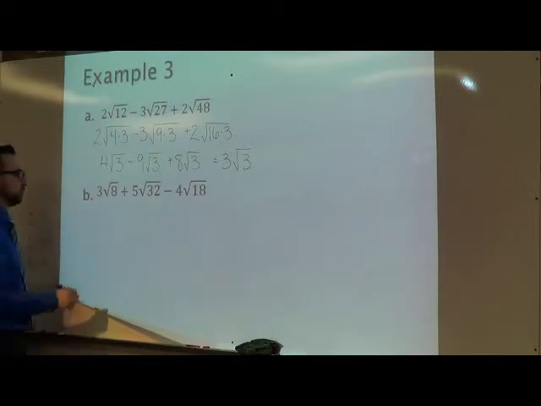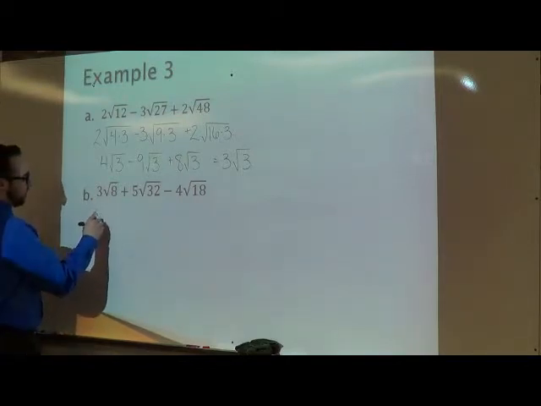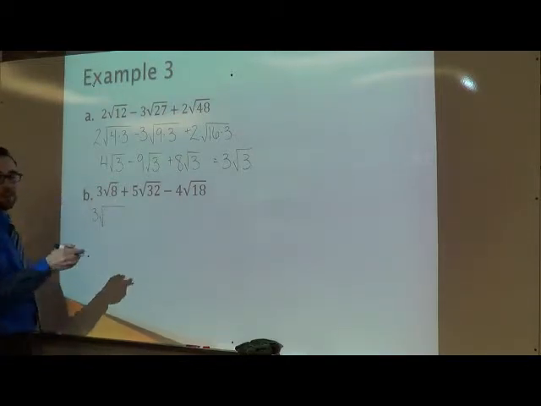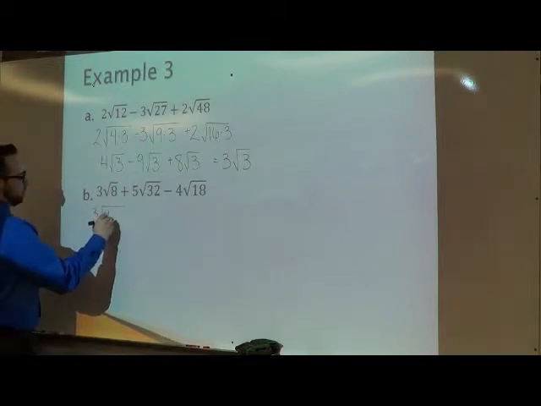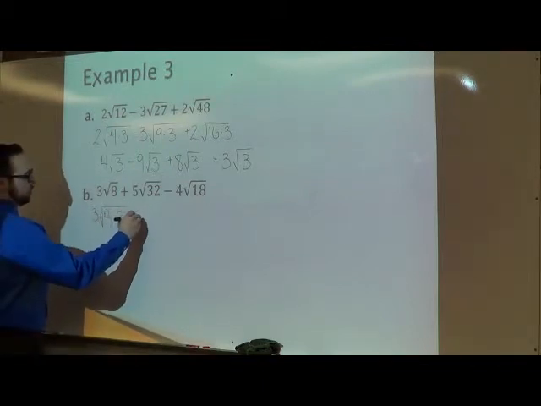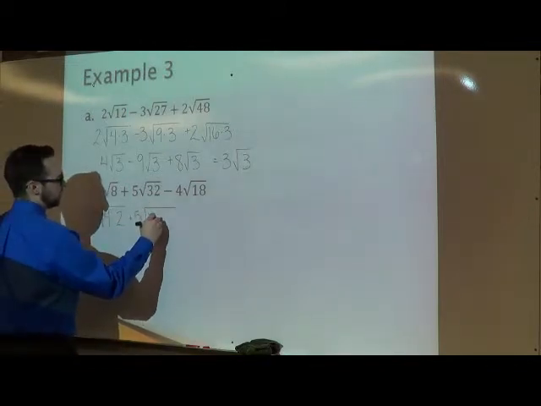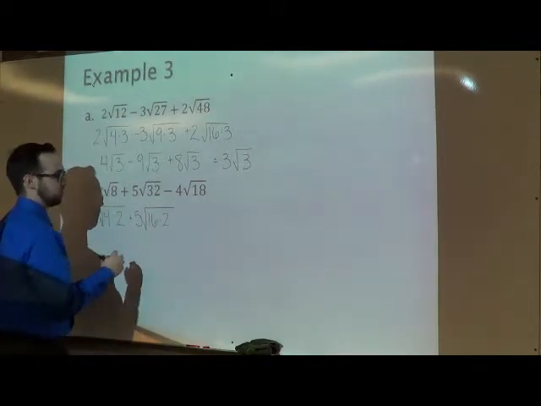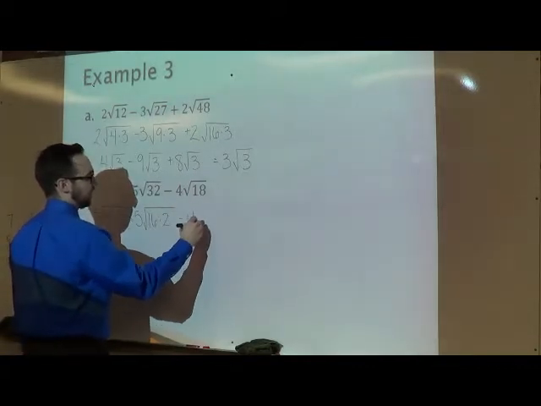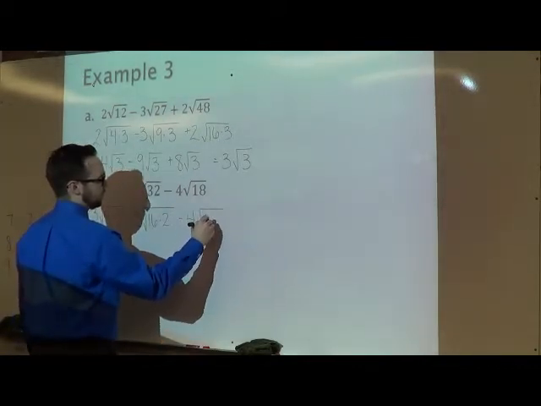Alright, let's look at the next one. So how can I factor 8 so that it's a perfect square times something? Well, 4 times 2. 32 breaks down into 16 times 2. Minus 4 times 18 breaks down into 9 times 2.